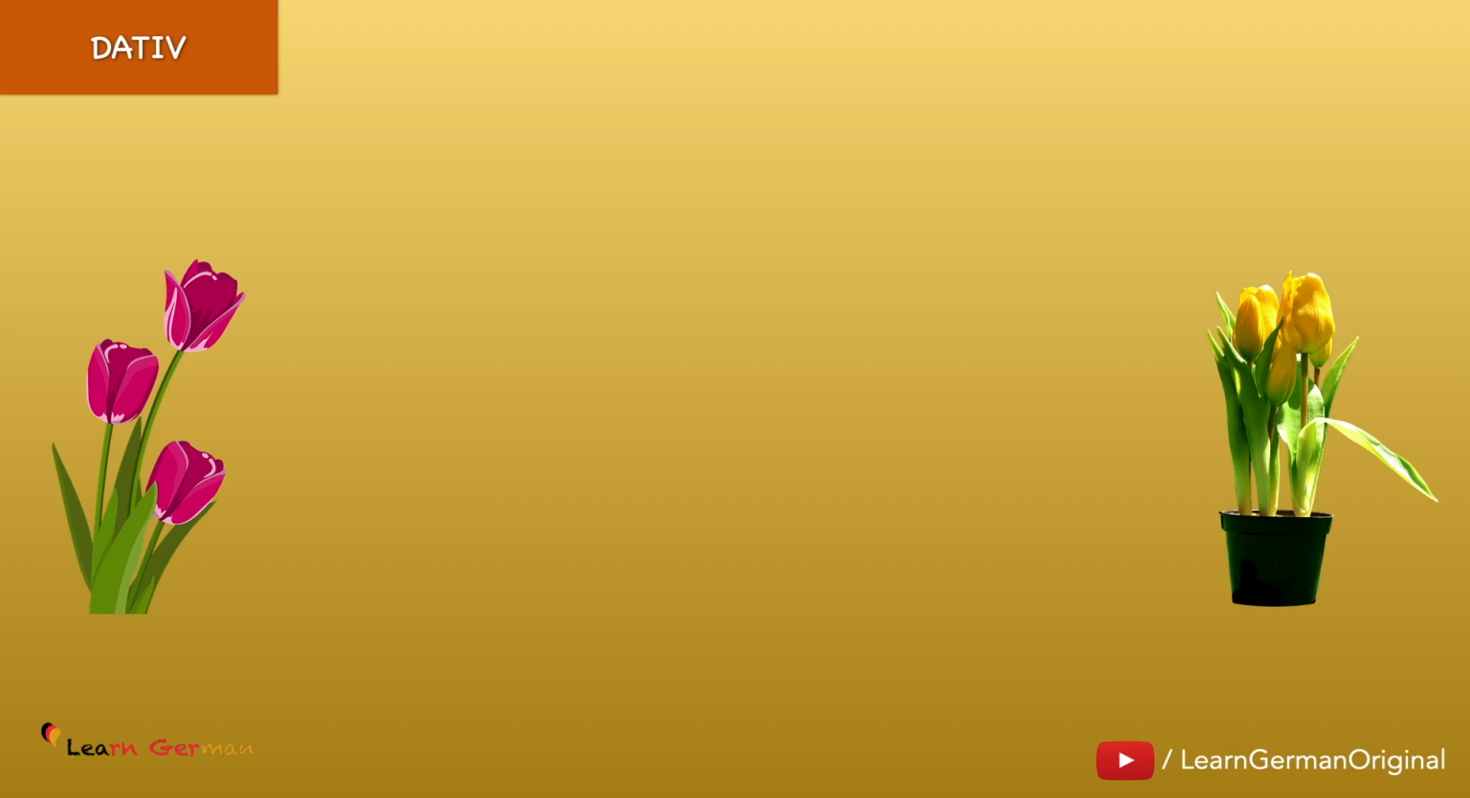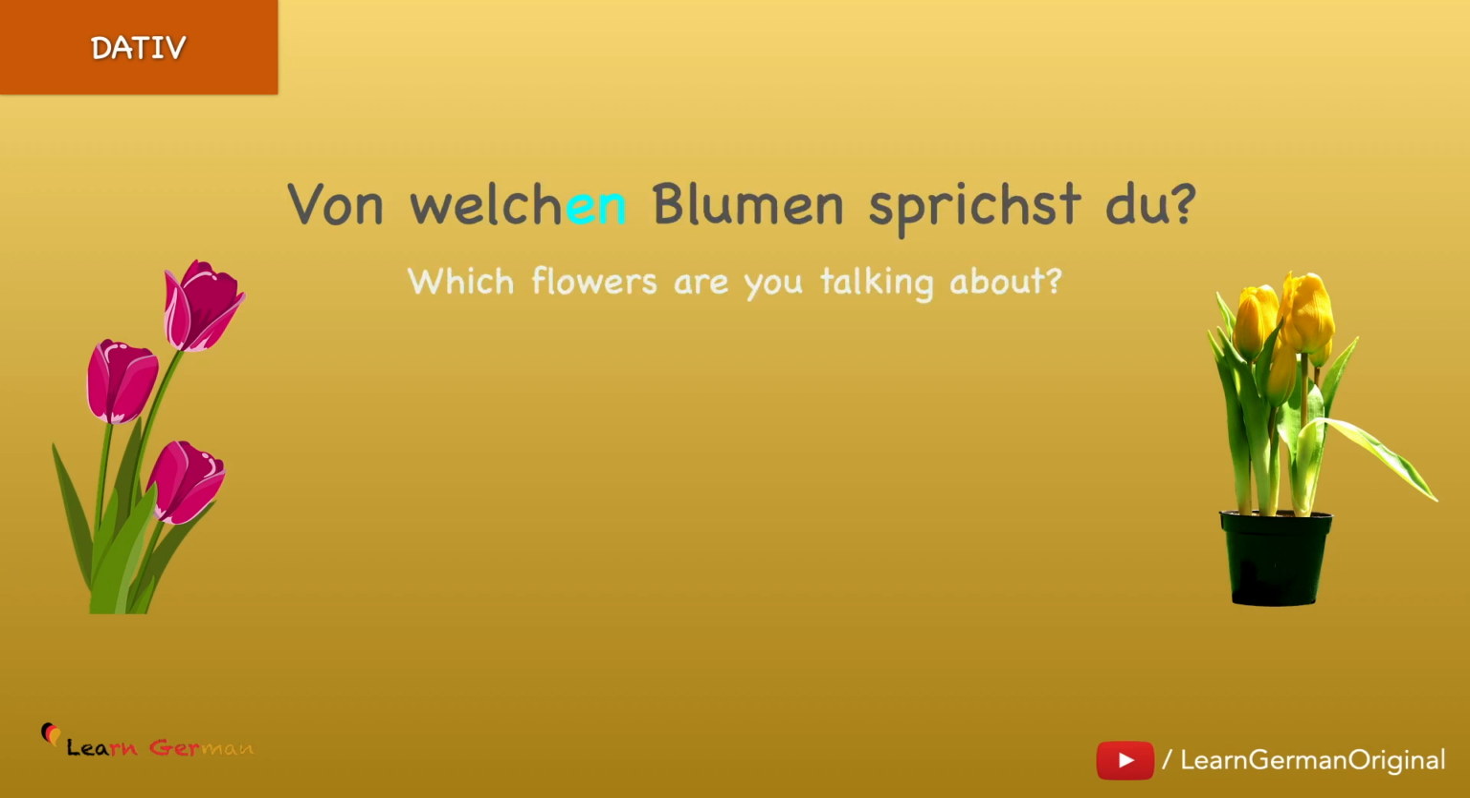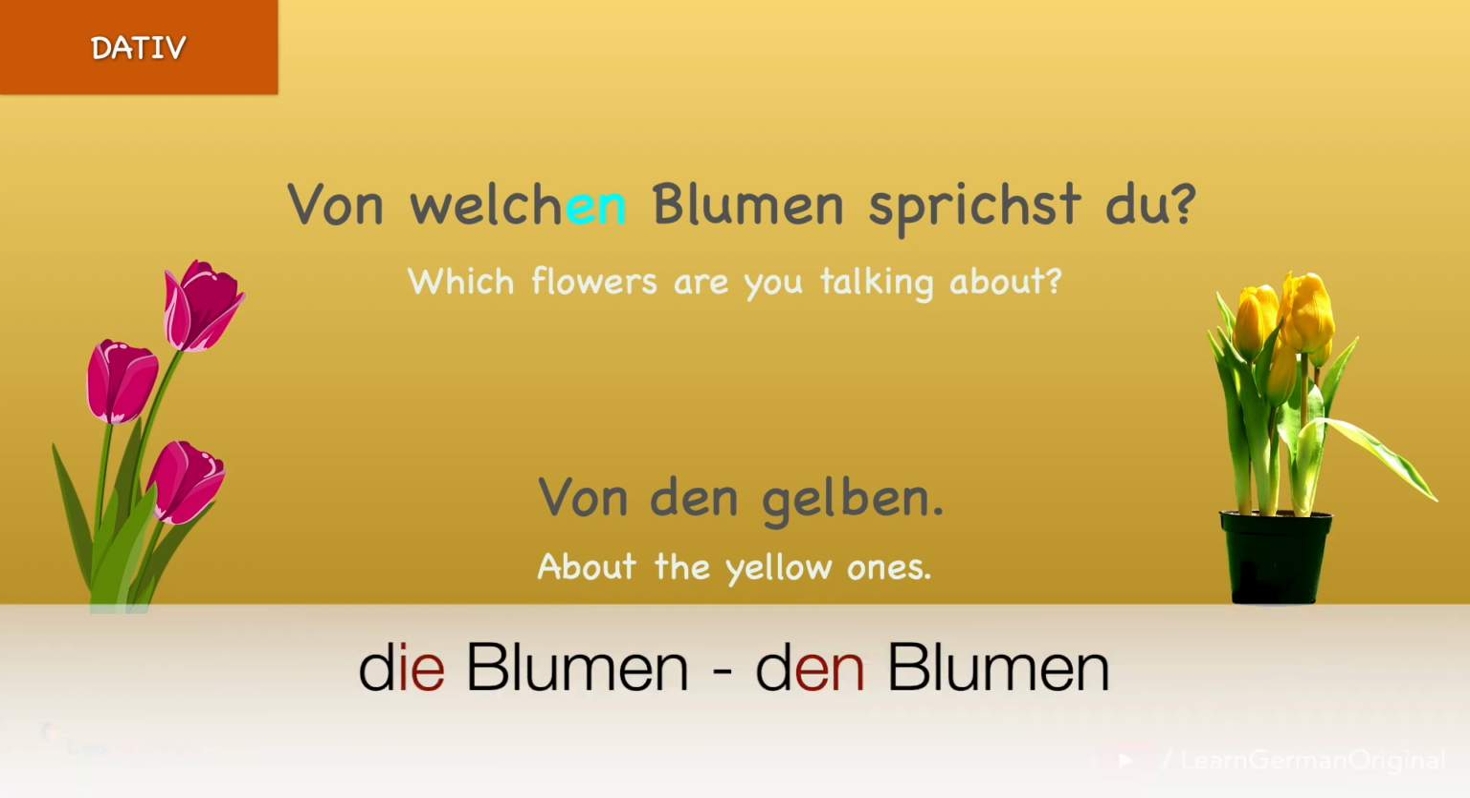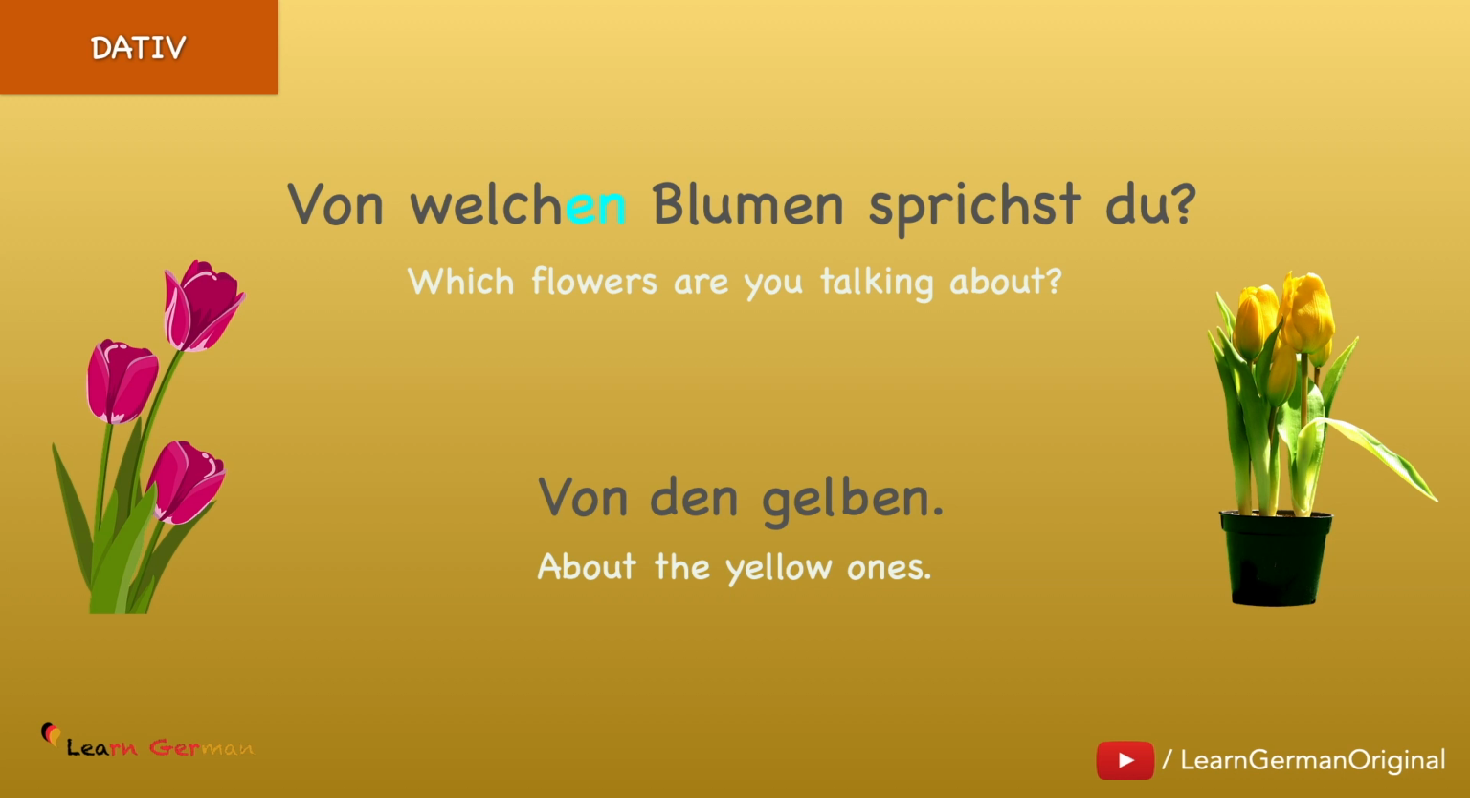Moving on to the dative case. The dative article for plural is completely different. It also takes an extra ending n with the noun. Let's look at the question. Von welchen Blumen sprichst du? Die Blumen changes to den Blumen in dative. Welchen takes the ending en from the dative article. Since the plural for Blumen already has an n at the end, there won't be anything extra.